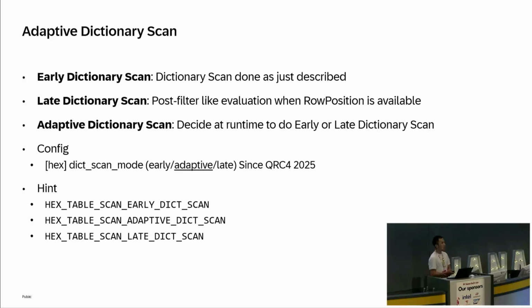And for this feature, we have a config, dict scan mode. It can be set to early, adaptive, or late. And currently, since QRC for 2025, the default is adaptive. And we also have a hint for the query, if you want to enable or disable it for a certain query: early dictionary scan, adaptive dictionary scan, and late dictionary scan.